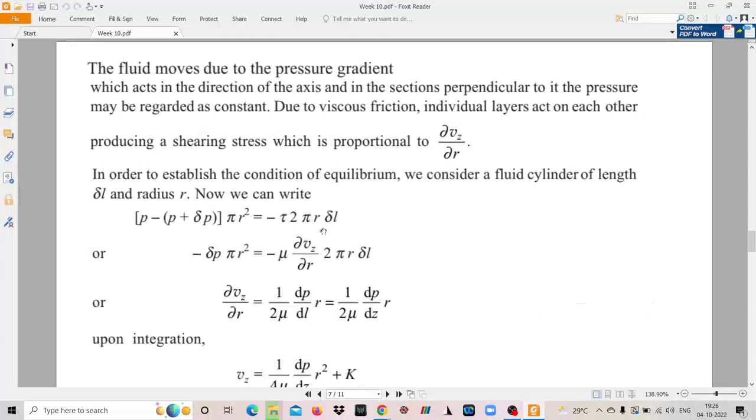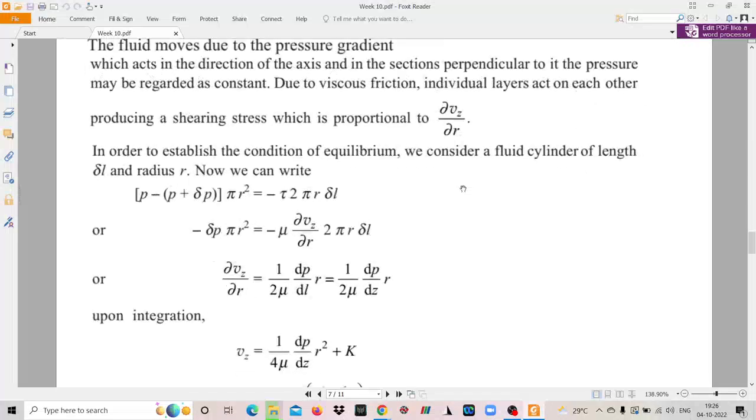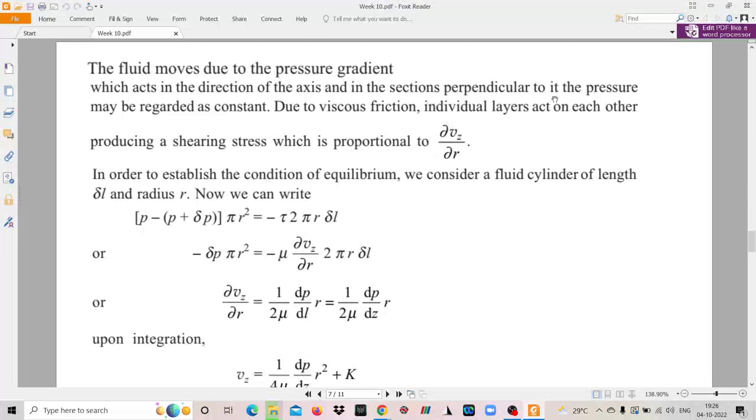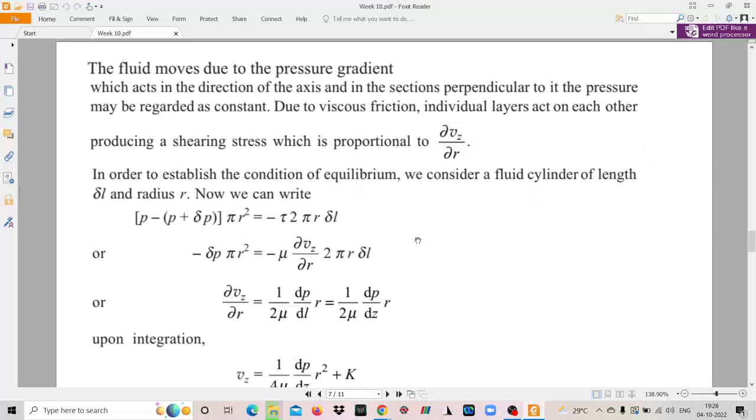As you must have gone through in the lecture, the fluid moves in a pipe because of the pressure gradient, and this pressure gradient acts in the direction of the axis, that is the z axis. In any section perpendicular to this axis, the pressure may be regarded as constant.